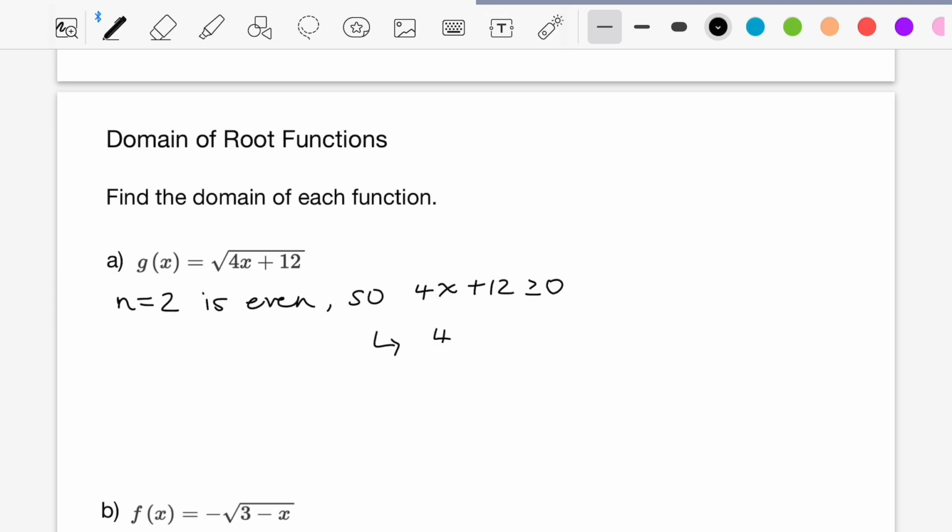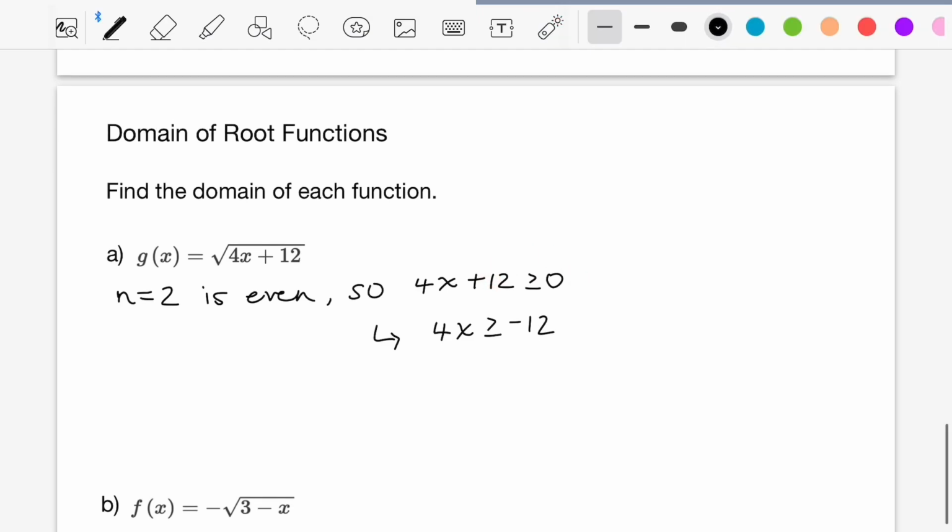So this tells us that 4x has to be greater than or equal to negative 12, just subtracting 12 on both sides. And then dividing by 4, we get that x needs to be greater than or equal to negative 3. And so our domain is going to be from negative 3 up to infinity here.